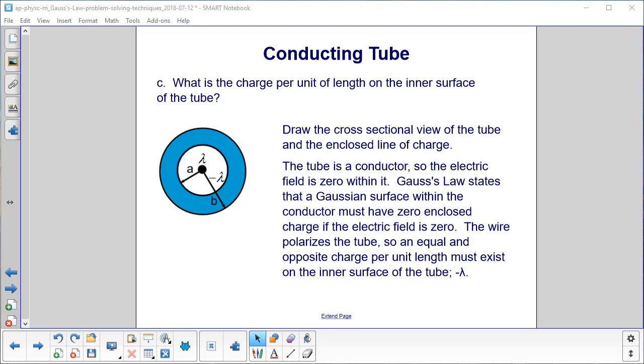What is the charge per unit length, which is lambda, on the inner surface of the tube? We're going to draw a cross-sectional view here to make this easier. Here's our tube outside in blue, and here's the wire. The wire has a charge per unit length of lambda. Because when we drew the Gaussian surface here, the electric field was 0, that meant it had to have an enclosed charge of 0. Therefore, the wire polarized the tube, so an equal and opposite charge per unit length must exist on the inner surface of the tube. So the answer is negative lambda on the inner surface of the tube.